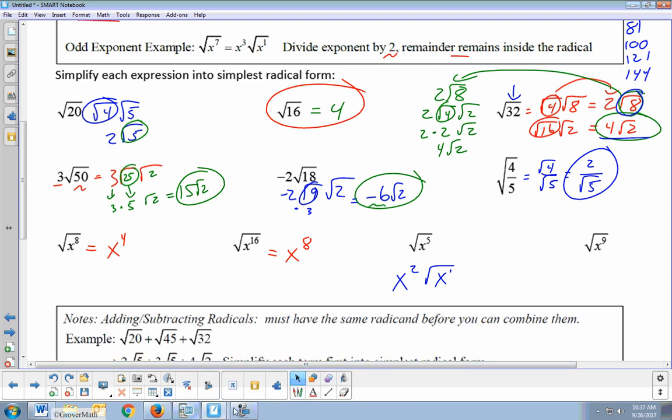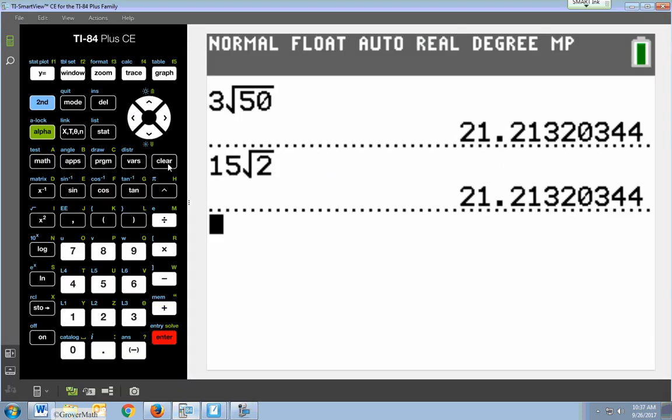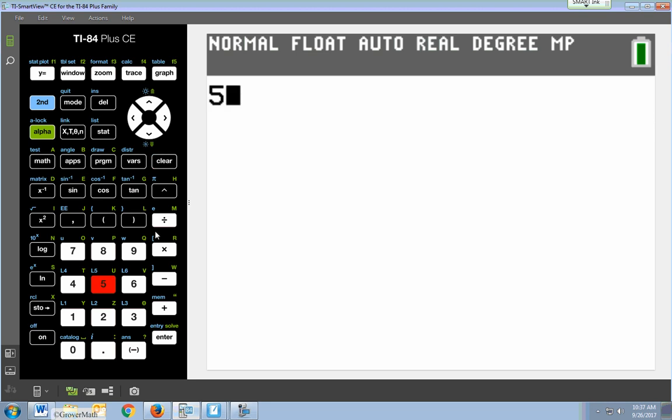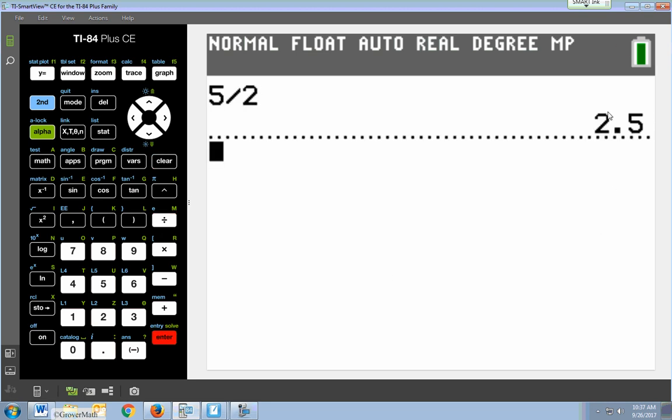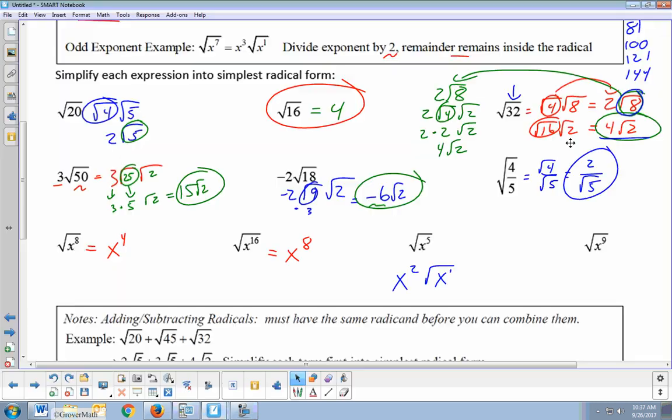It's a little weird to think 5 divided by 2, but you could do 5 divided by 2 in your calculator. And the first number, 2, is how many exponents come out. The 0.5 is just telling you that you're going to have to leave 1 inside. So whatever your odd exponent is, divided by 2, the number out front, that's how many come out. The 0.5 tells you to leave 1 inside.